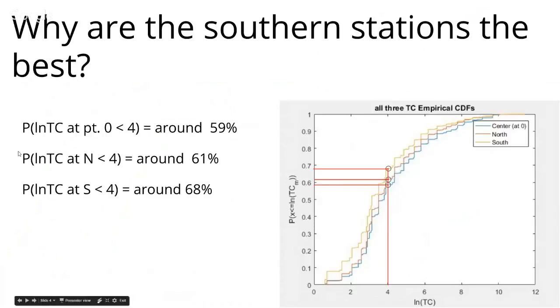When we compare this to the other stations, the north one, for example, we can see that the natural log of TC at north being less than 4 is around 61%, as we can see here from the graph. And the higher it is, the better it is, because the higher the probability means that there is less chance of having a higher concentration of TC in that certain area.